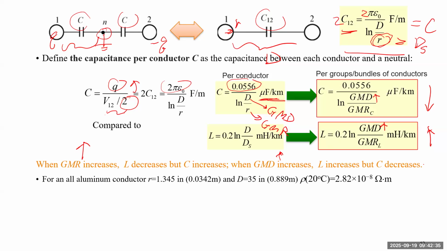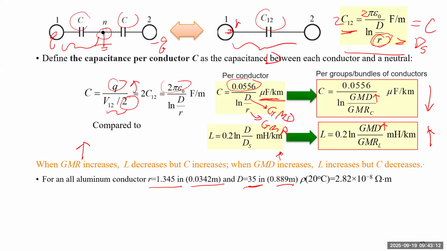So let's do some calculation. Let's assume we have a conductor made of all aluminum. The radius is 1.3 inch, which is about 0.034 meter, about 3 centimeters. So about this big size for a single conductor. And if I have two such conductors, the distance is 35 inch, which is less than a meter, so basically the conductors are separated at this distance.